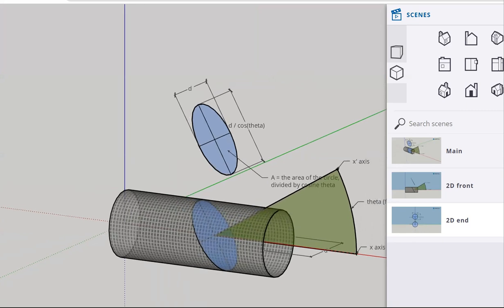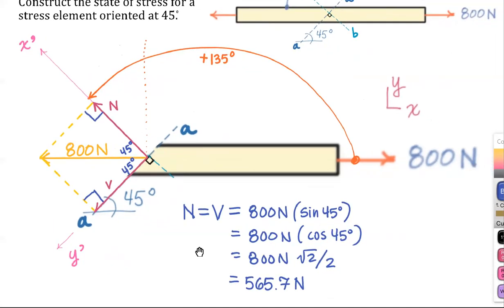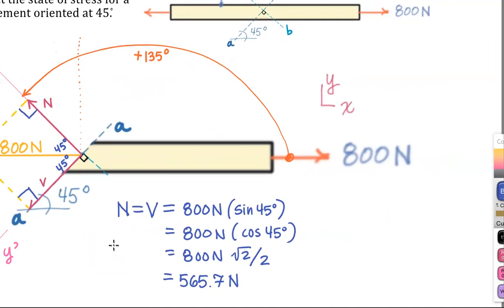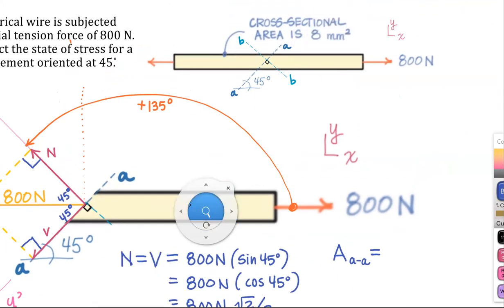That's essentially what we'll do, kind of getting back to our example problem: compute the area of our plane. My area of plane AA is equal to pi, oops, I forgot. This was actually given to you in the problem. So we don't even have to do pi r squared. We just take the 8 mm².